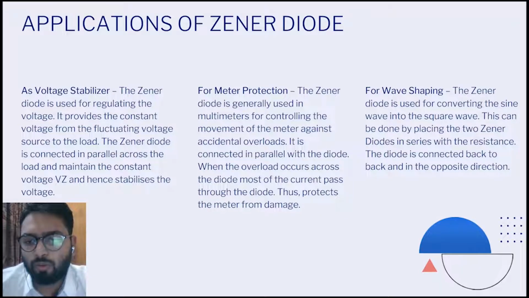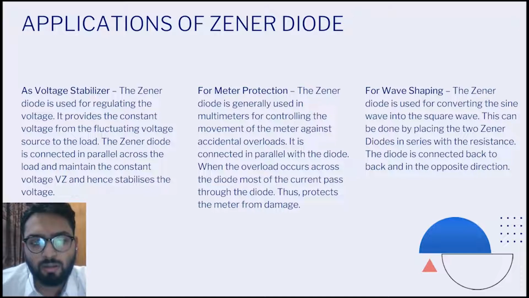Till now we have given a brief discussion about Zener diode. Now we will know the applications of the Zener diode. There are several applications of Zener diode. These three are the main applications that we usually use in our daily lives and what we widely use. As a voltage stabilizer, Zener diode is widely known for its voltage stability ability. The Zener diode is connected in parallel across the load and maintains a constant Vz, and hence stabilizes the voltage.